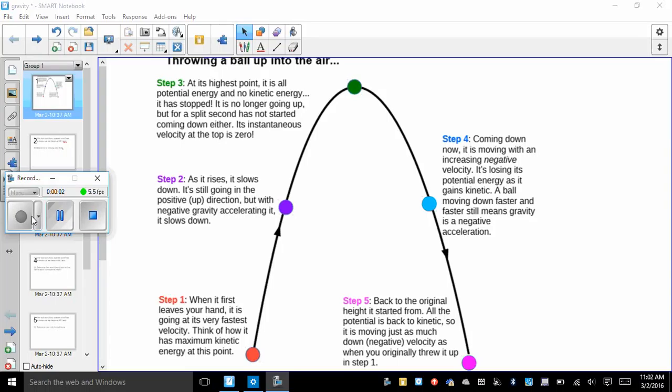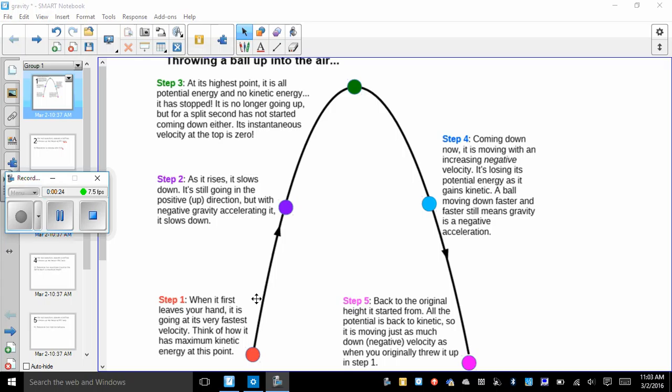We're looking at gravity, and I want to take into account a case where you throw a ball up in the air. First of all, you start with the ball in your hand and you're about to throw it in the air. When it first leaves your hand, it is going its very fastest velocity. Think of it as maximum kinetic. Kinetic means motion. It's maximum energy here.